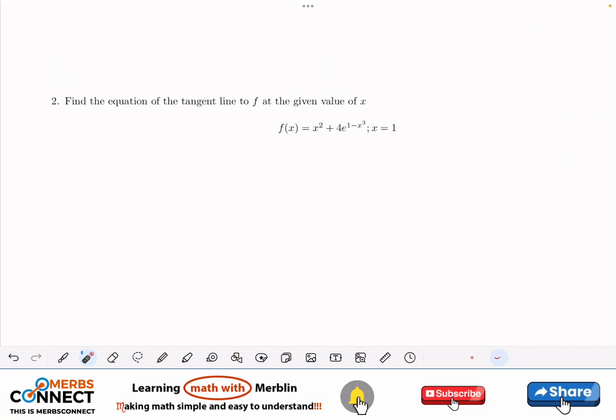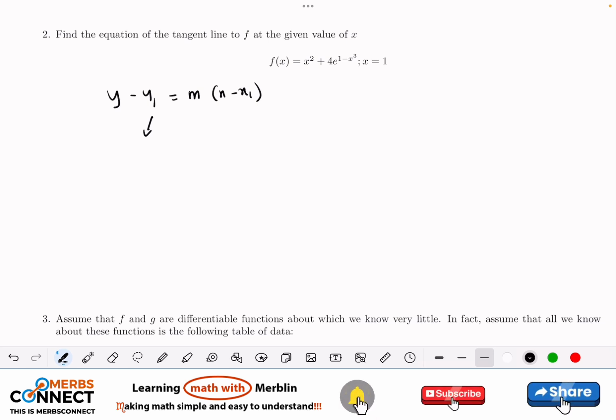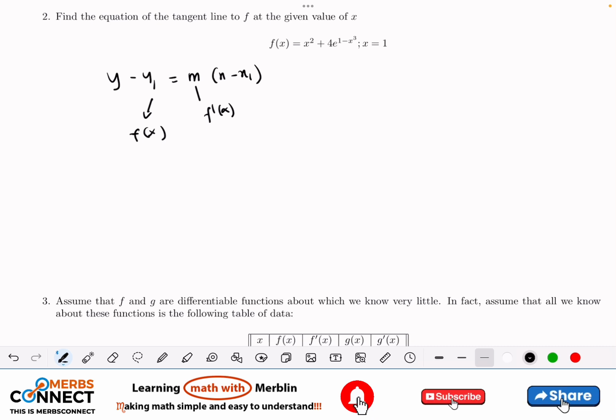So now let's look at the next question. Here, we want to find the equation of the tangent to f at a given value of x. So what is the equation of the tangent? The equation of the tangent is y minus y1 equal to the slope times x minus x1. But don't forget, my y1 here is actually the same as f of x, and my m here is f prime of x. So I can rewrite this as y minus f of x equal to f prime of x, then x minus x1.